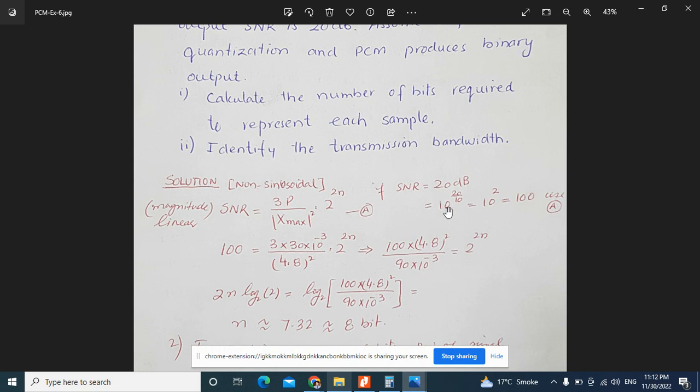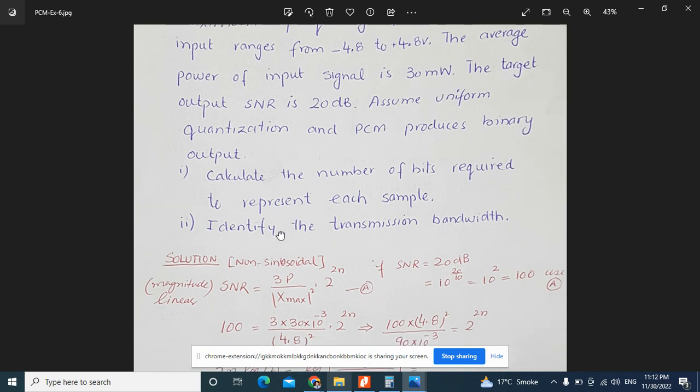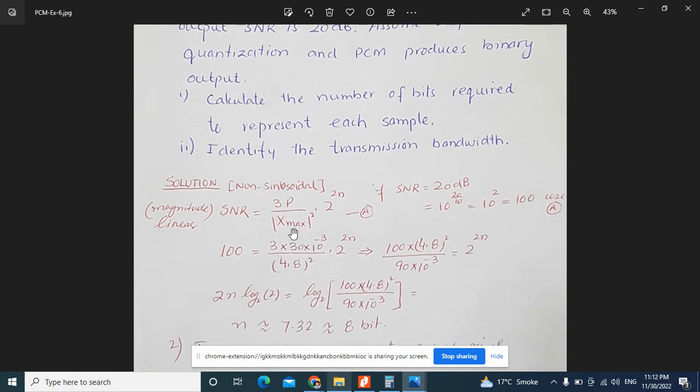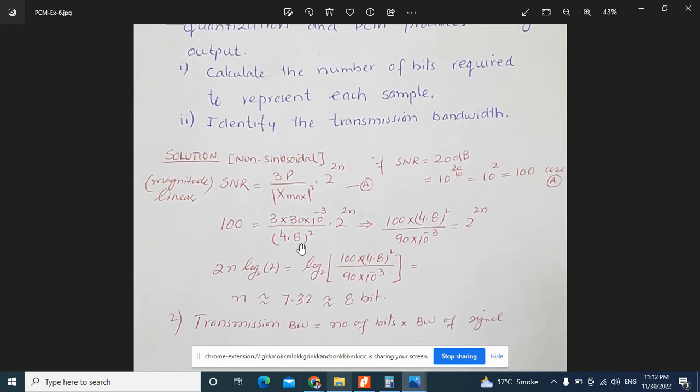If you convert dB into linear value using this formula, 10 raised to the power 20 divided by 10, which is equal to 10 raised to the power 2. So you can use 100 in this equation. So 100 is here, 3 multiplied by P, where P is also given. The power is 30 times 10 raised to power minus 3, you see 30 milliwatt. x max is also given, that is plus 4.8 volt. 4.8 whole square multiplied by 2 raised to power 2n.